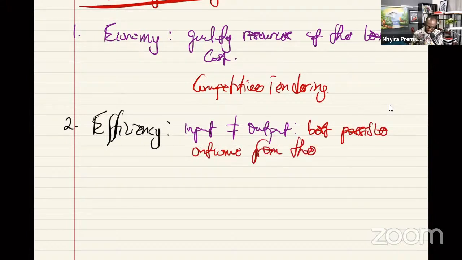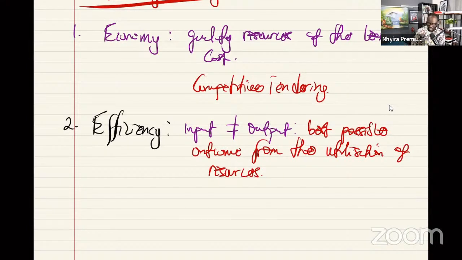The best possible outcome from the utilization of resources. That is efficiency. So if we look at what we put in and what we are getting from it, is that what we wanted? Efficiency. We are comparing the input with the output.